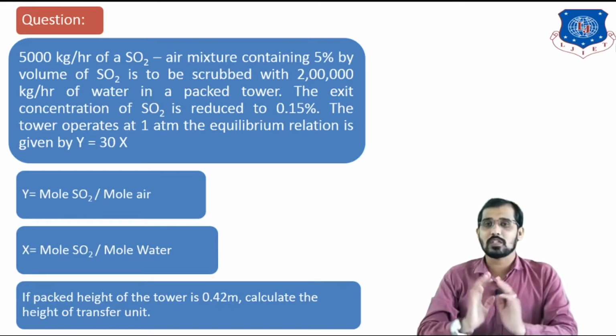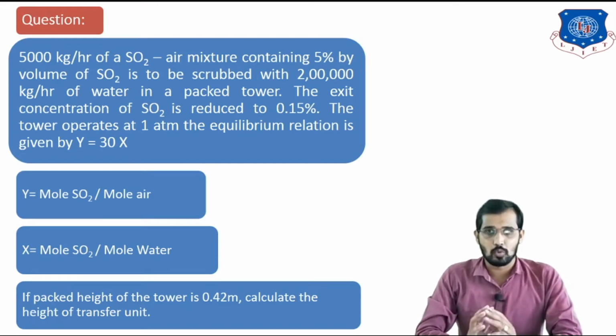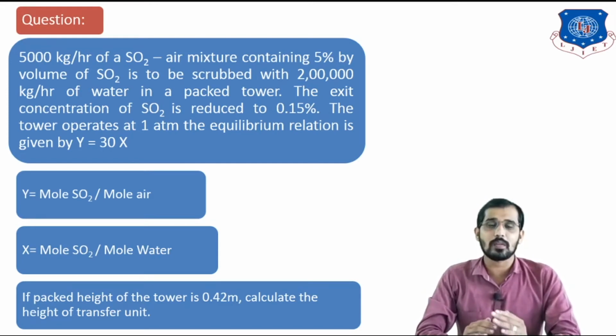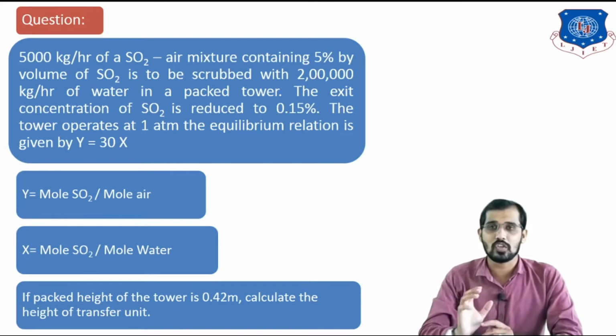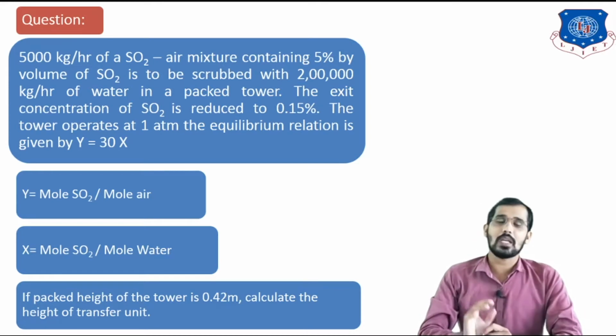So what is the meaning of this question? Here we have one mixture containing SO2, and we want to remove that SO2 from the mixture by using water. The flow rate of that mixture is also given, that is 5000 kilogram per hour, and the flow rate of water is also given, that is 2 lakh kilogram per hour. After that the equilibrium relation is also given, that is Y = 30X.